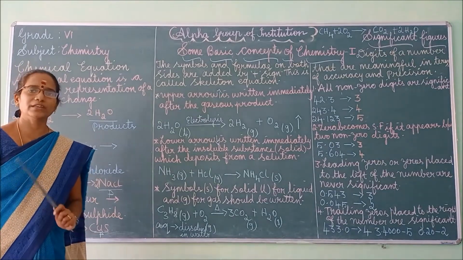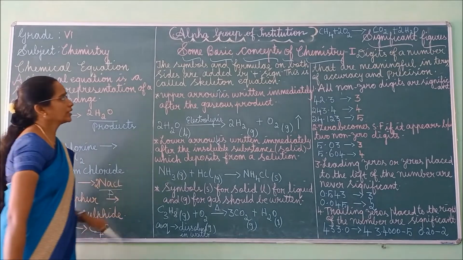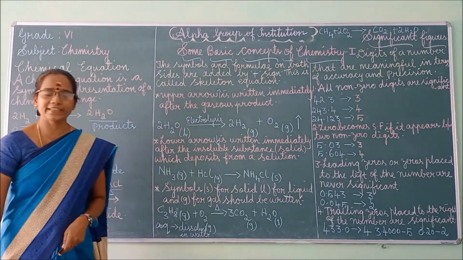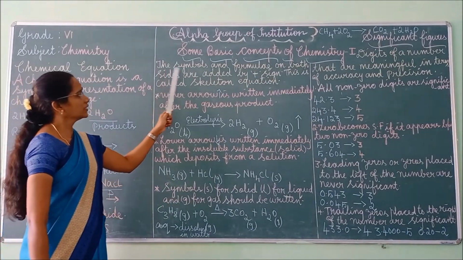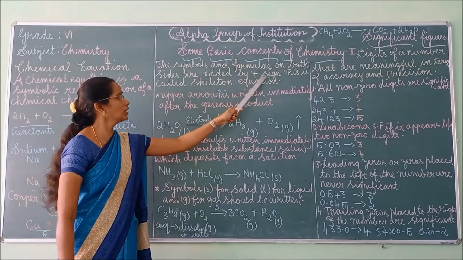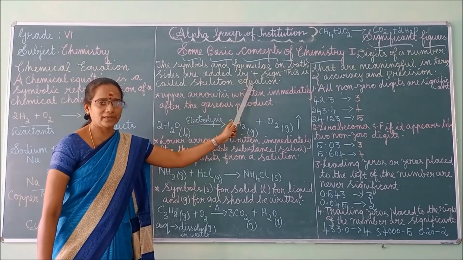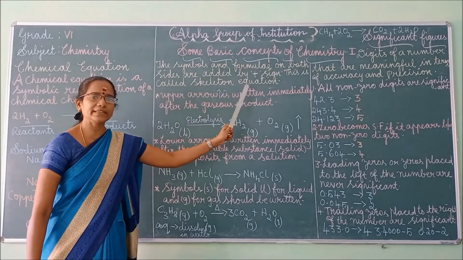Now you know the difference between the reactants and products, isn't it? Okay, so next one, you have to know about the skeleton equation. What is the skeleton equation? See, the symbols and formula on both sides are added by plus sign. Okay, positive sign, that is plus sign. This is called the skeleton equation.